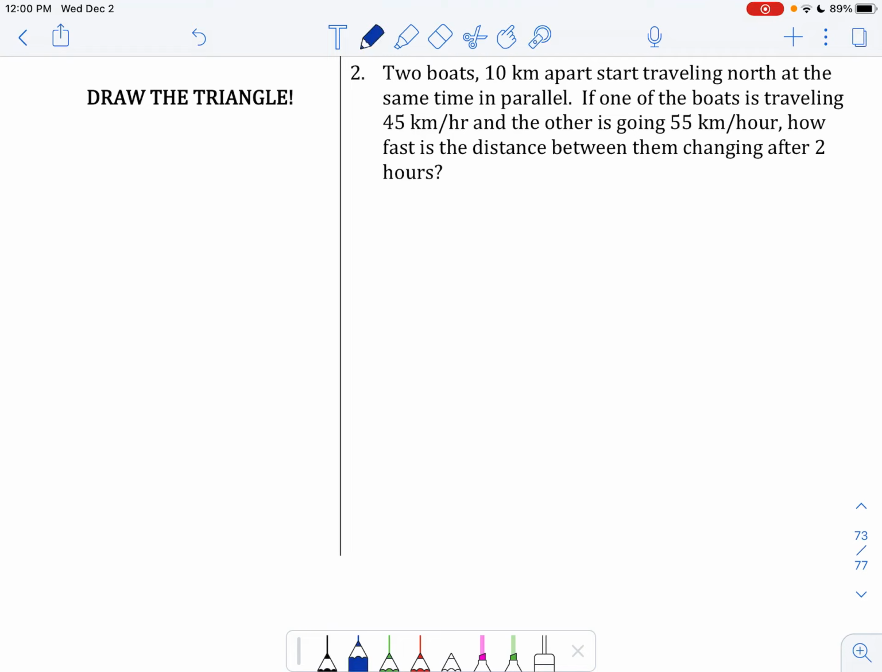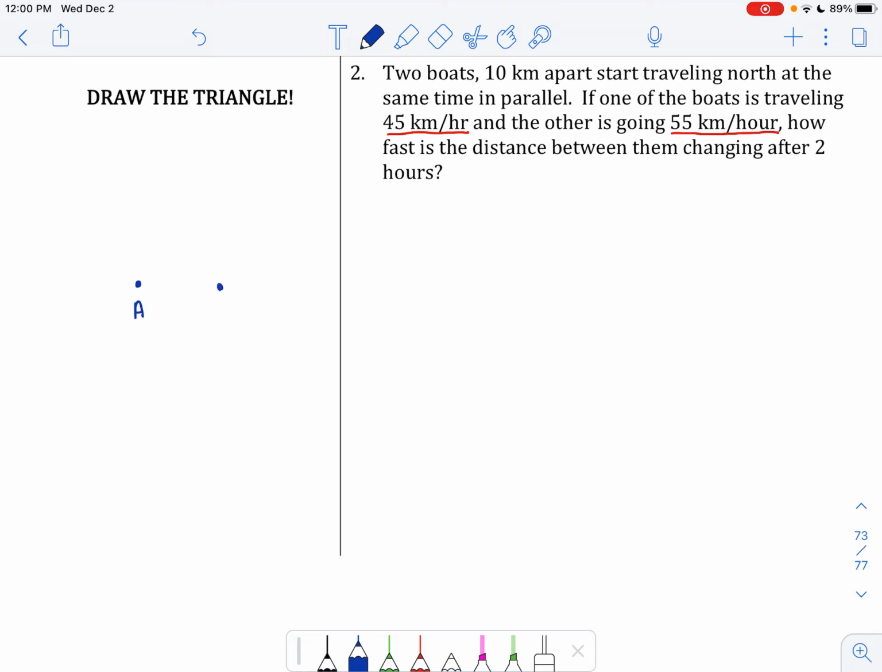So, two boats 10 kilometers apart start sailing north at the same time in parallel. If one of the boats is traveling 45 kilometers per hour, oh, there's our sign that we have rates, and the other is going 55 kilometers per hour, how fast is the distance between them changing after 2 hours? So again, we know it's a related rates question because we see a rate.